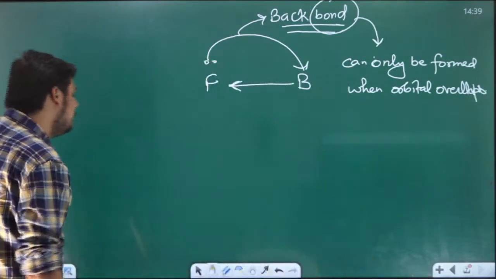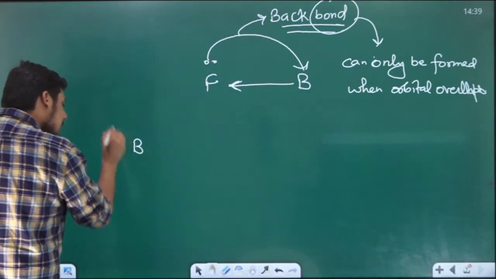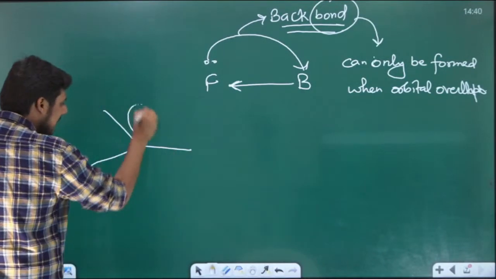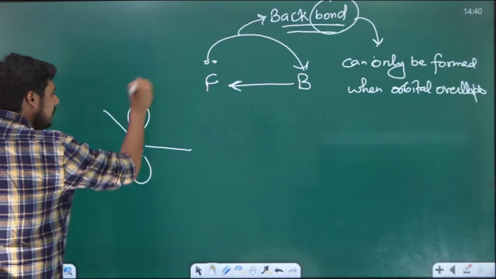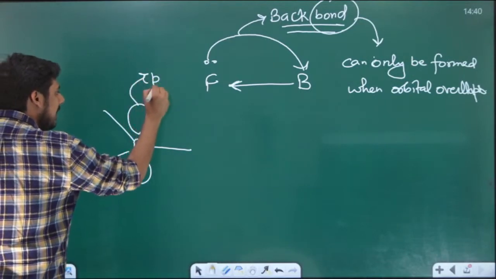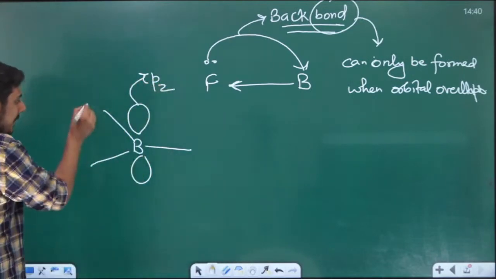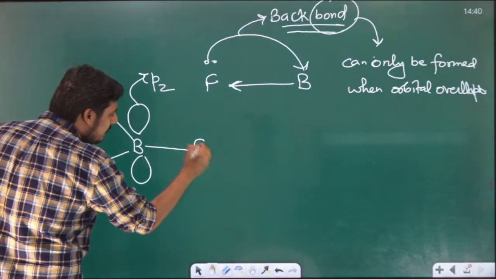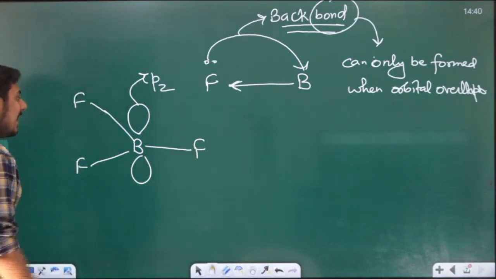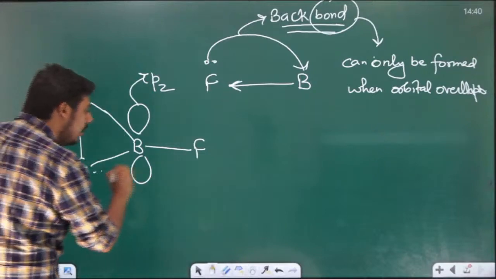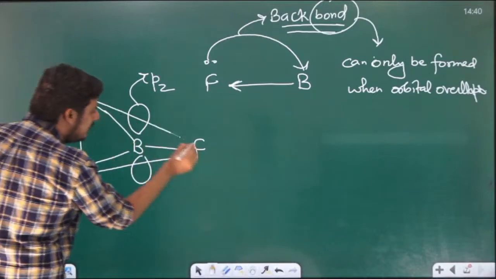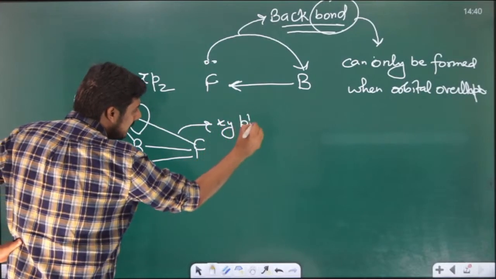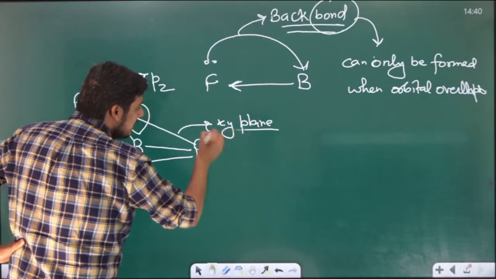Now have a look at this boron particularly. This boron just had a p orbital, that is also the pz orbital. Px and py were involved in mixing. So I can say that the whole molecule, this triangular planar molecule, is present in the xy plane because it is formed by px and py mixing.